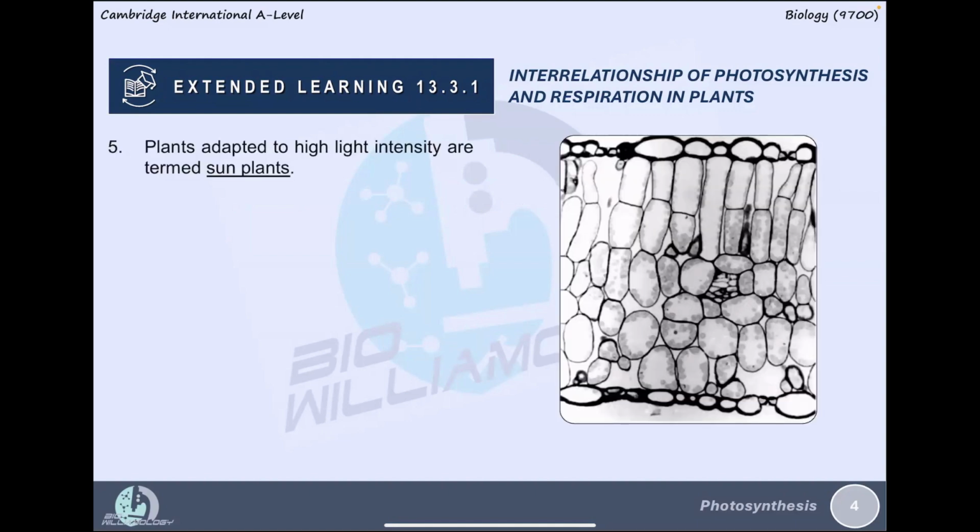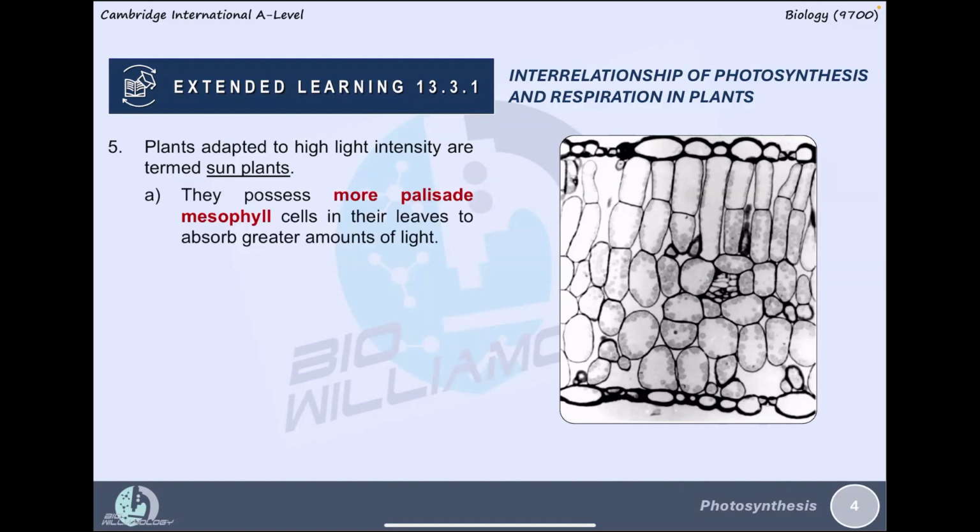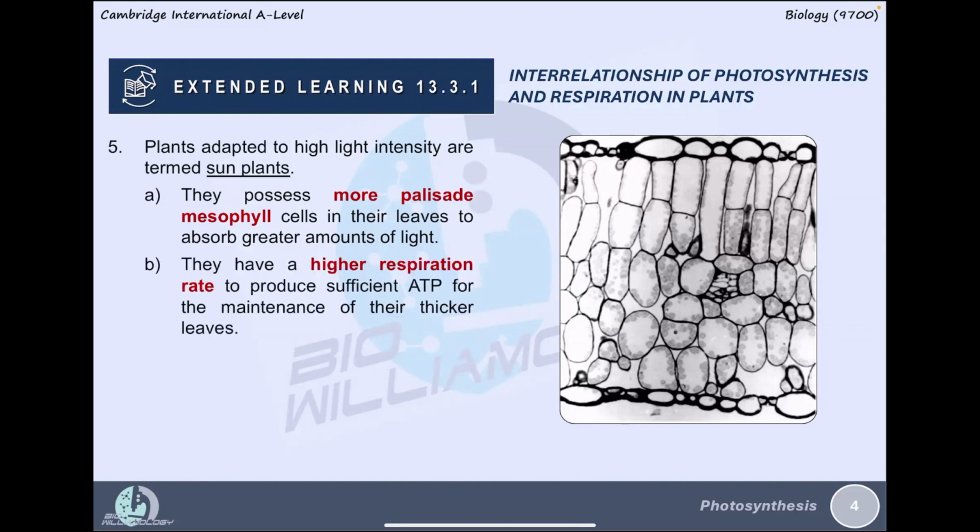We have two types of plant. One is termed as sun plant, another is termed as shade plant. So what actually are sun plants? Sun plants have more palisade mesophyll. From this diagram, you can see that they have multiple layers of mesophyll cells with the chloroplast, and this will help them to absorb greater amounts of light energy.